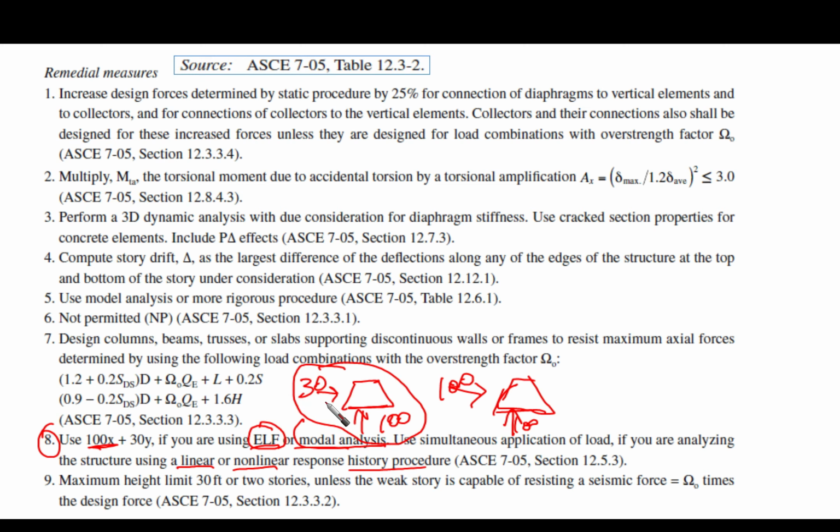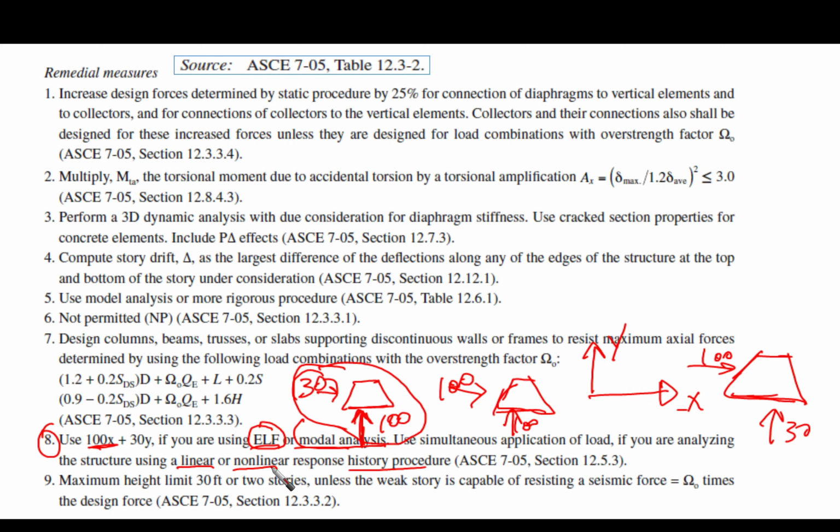If we use ELF, then we are going to use 100% in the x direction, in the main direction of the loading, and 30% in the y direction. If this is the main direction x and this is the y direction, in this case it will be the opposite. So if we talk about our structure here, it is going to be 100% here, 30% here. This is when we are using the equivalent lateral force method or modal analysis.